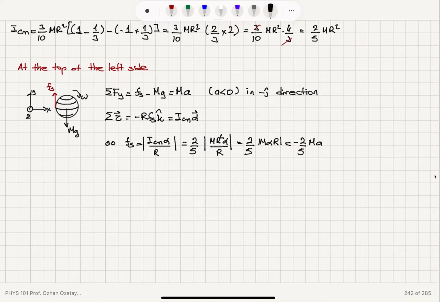So if I keep that in mind, a is going to be negative. Otherwise, I can also take that into account and make this in the minus m a j hat direction. Then a is going to be positive. A is the magnitude, and in that case I don't need this minus sign here, so this is going to be 2 over 5 m a. So a is equal to alpha r. We have rolling without slipping.